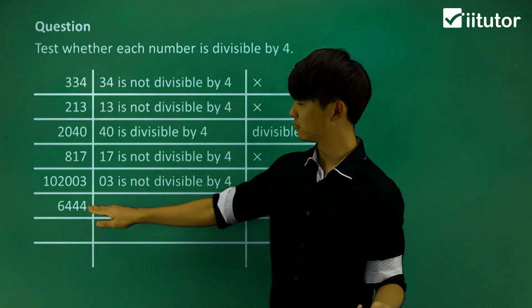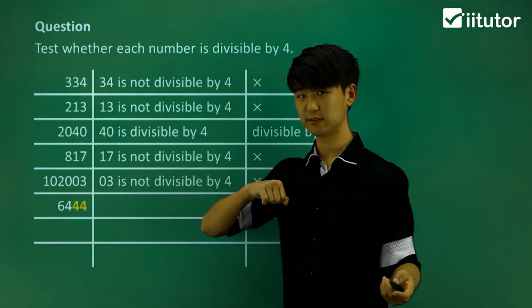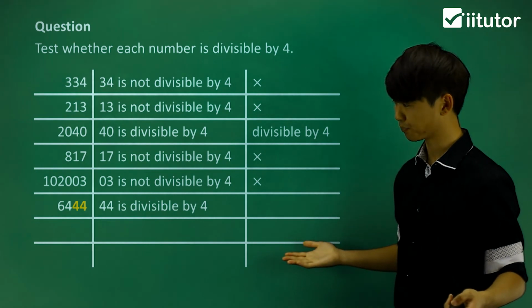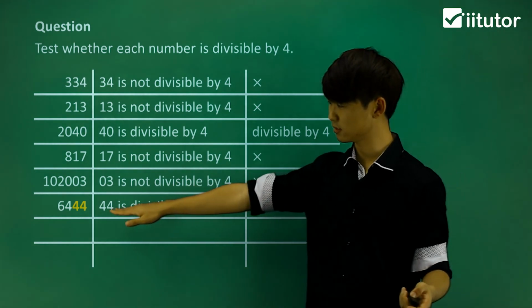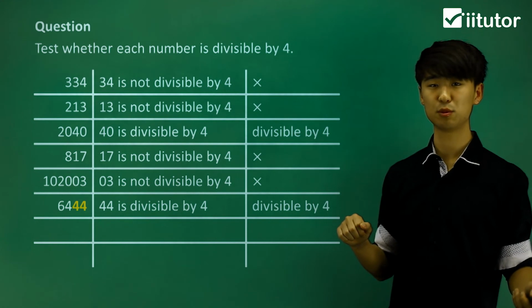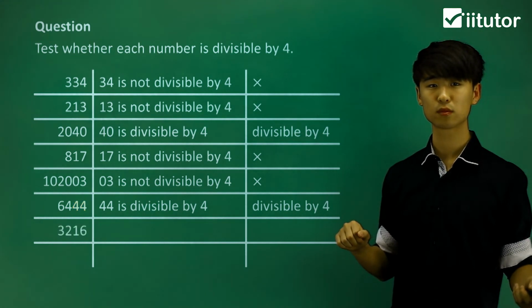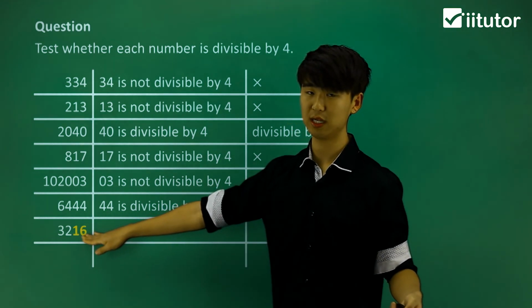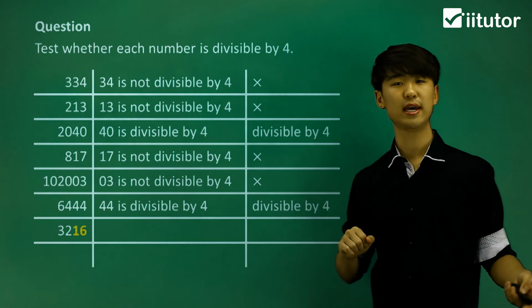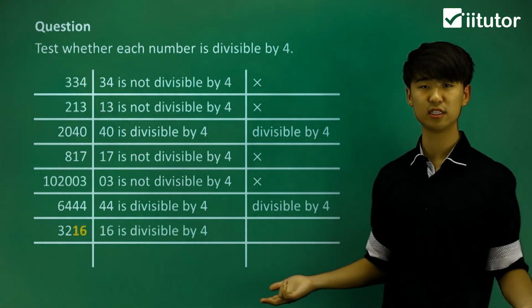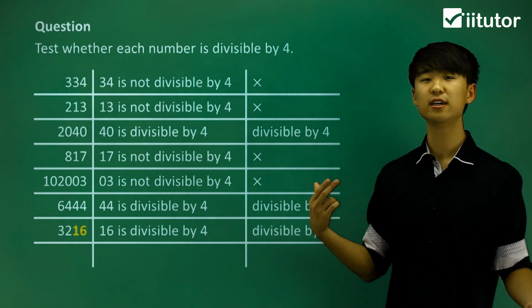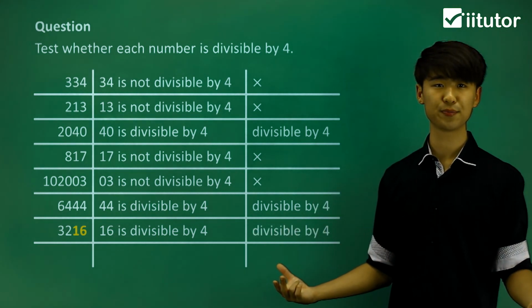6,444. We can already kind of see it. The last two digits are 44, and 44 is, of course, divisible by 4. So this number, 6,444, is divisible by 4. 3,216. Again, we can already see it. The last two digits are 16, and 16 is divisible by 4. So 3,216 is also divisible by 4.